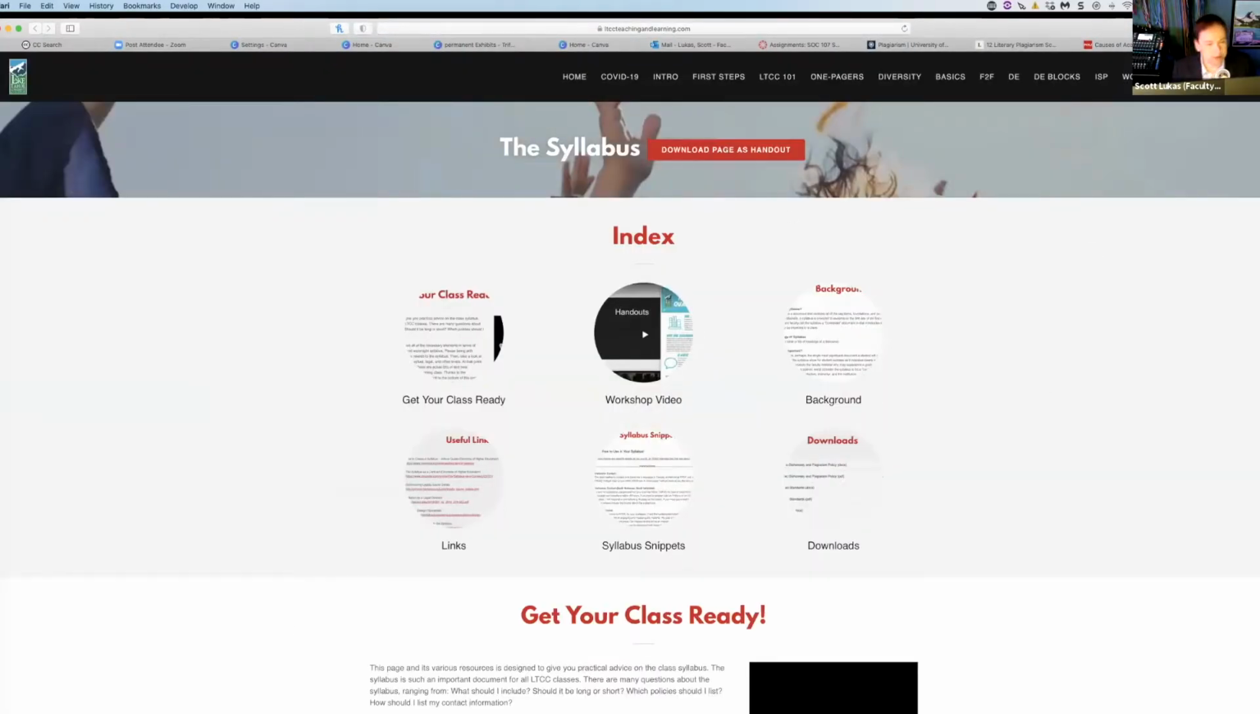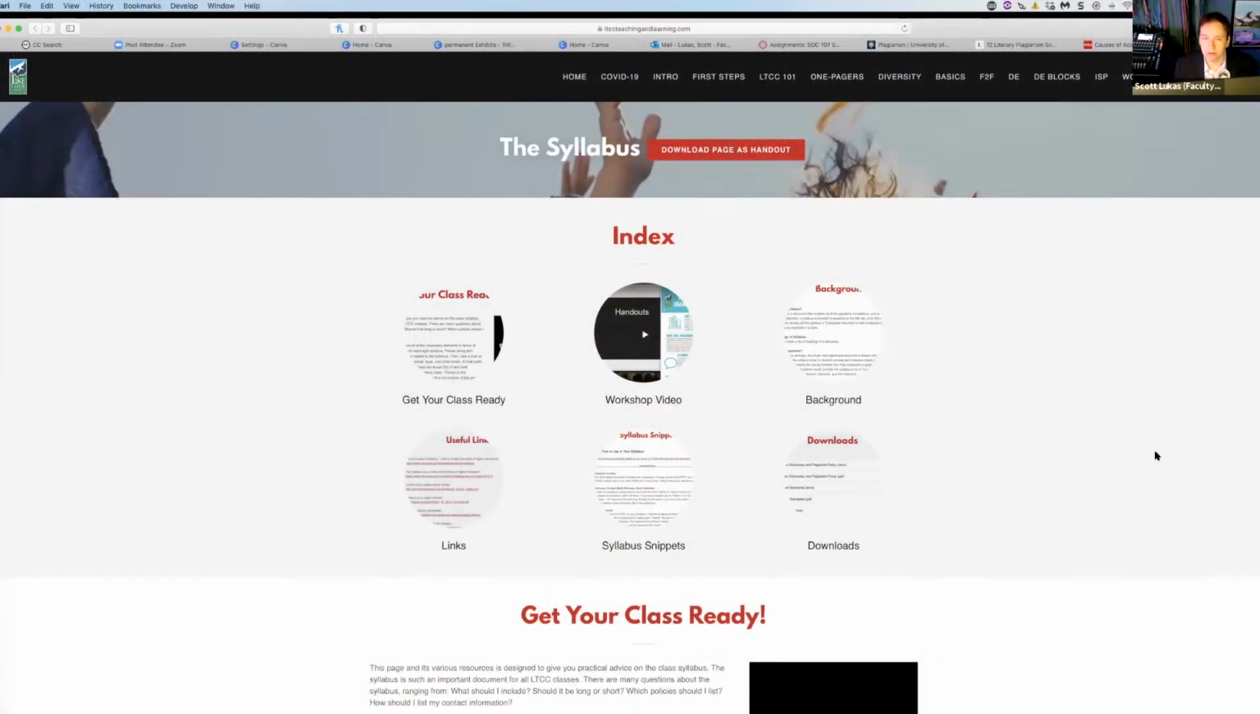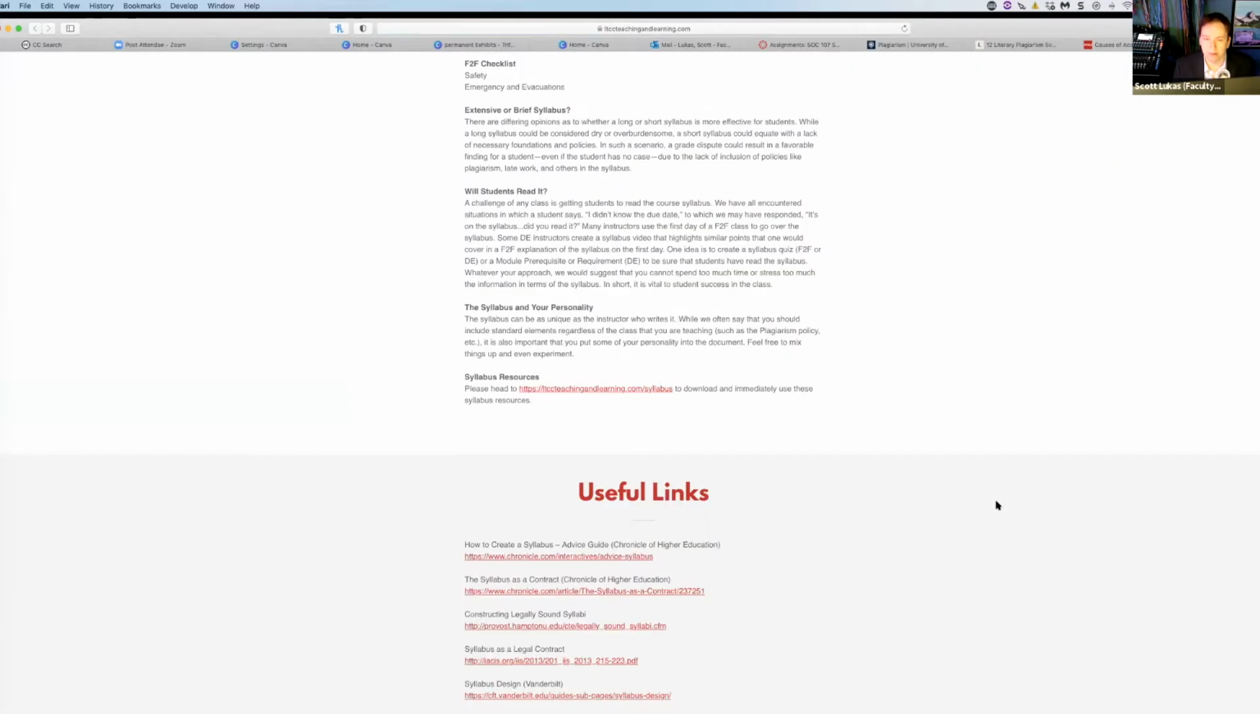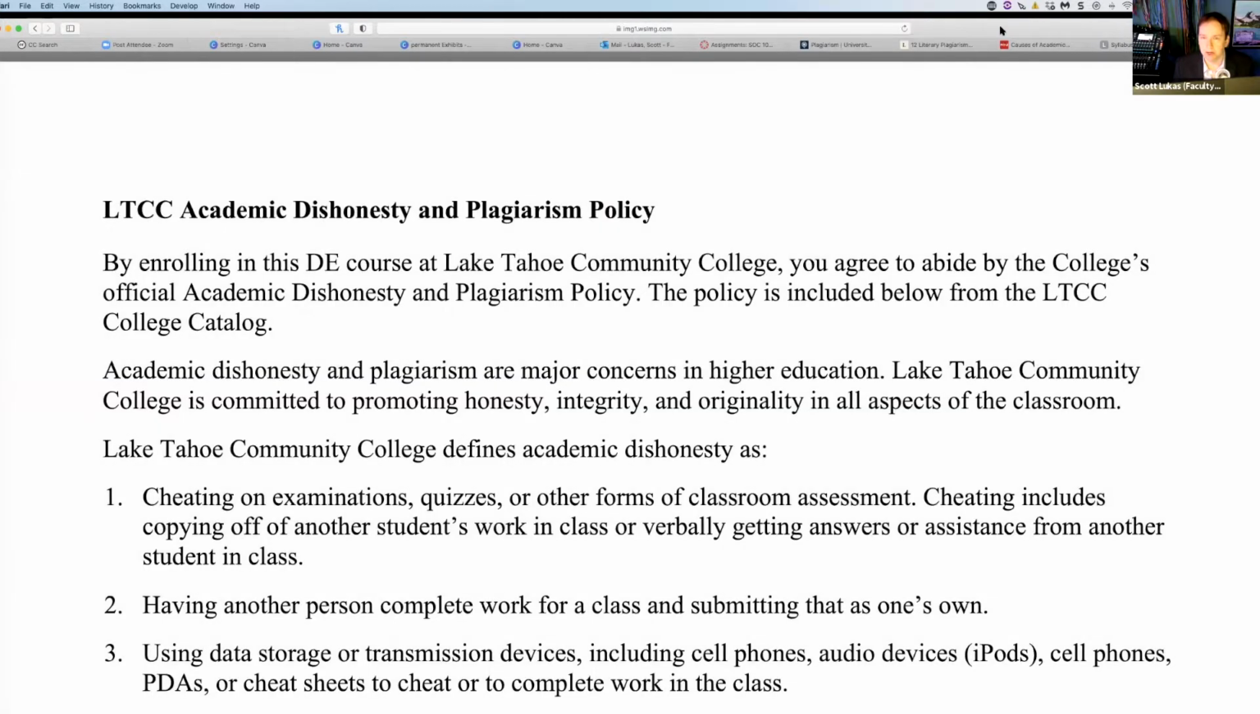Now, if you want to find any of these policies, these are all available on the Teaching and Learning website, and let me just put it in the chat room. What I would recommend is when you go to the syllabus website, go all the way to the bottom. This is where you'll find the various policies and conduct standards that some of you I know have used. We've had conversations, unfortunately, about challenging student conduct. But I would recommend clicking on this or downloading it, and this will take you directly to the college's policy.